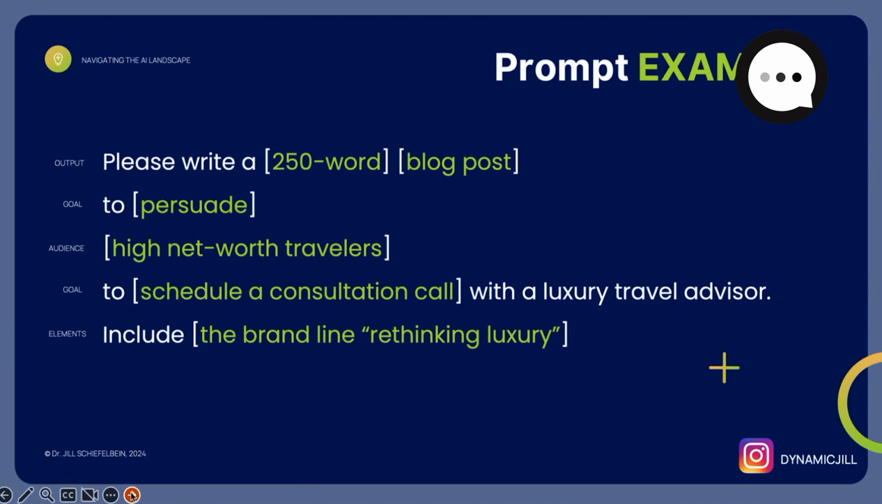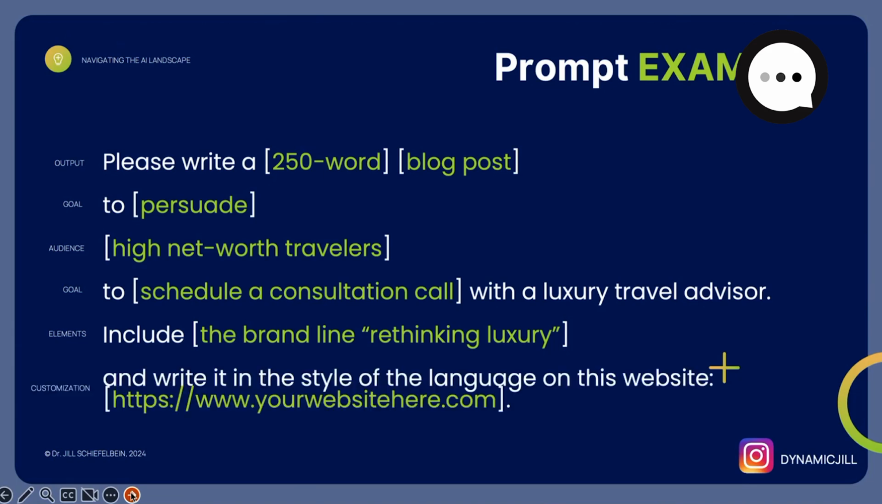And then I call this final piece of the anatomy customization. You can have ChatGPT and other GPT-like systems retrieve style and retrieve information from other sites to inform the output that it's going to provide you. So in this case, I'd write it in the style of the language on this website, and then you could insert the brand's website there. Or if there is another type of brand language that you like and you like the way it's presented, then you can use that website too.